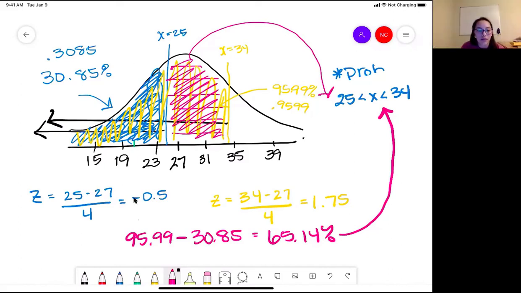What do you look to get that? We need the area to the left of the curve at 25, and the area to the left of the curve at a raw score of 34, so that we take this yellow shaded area and subtract it from the other. Do I have a pointer tool? I don't have a pointer tool. But I get about that.